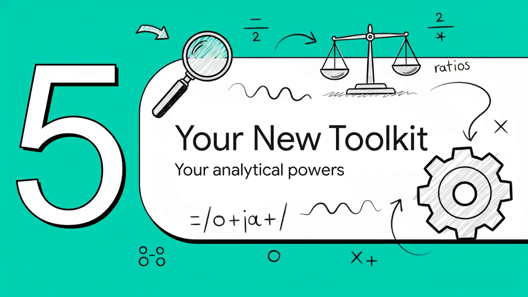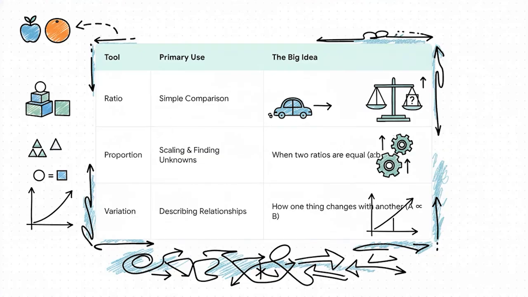And that's it. Just like that, we've put together this incredibly powerful 3-part toolkit for looking at the world. So let's just do a quick final check of our new analytical superpowers. So let's lay it all out one last time. Tool number 1, the ratio. That's for your basic side-by-side comparison of two things. Tool number 2, the proportion. This is your go-to for scaling things or finding a missing number when you know two ratios are equal.